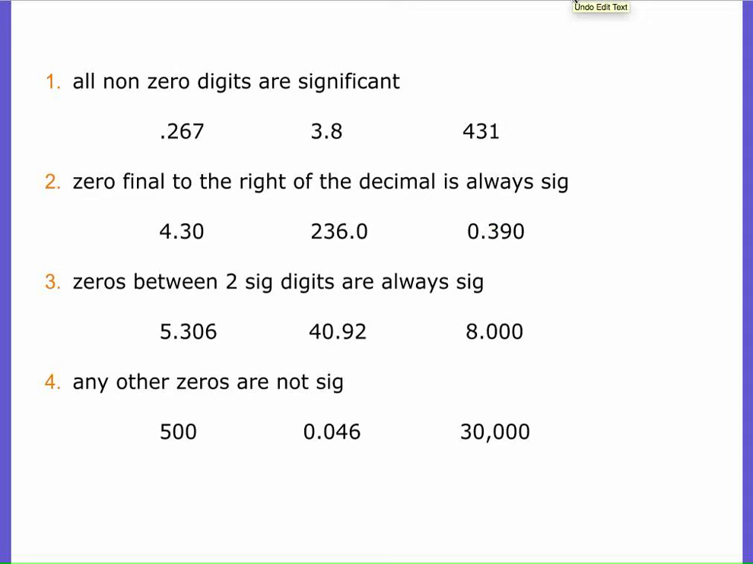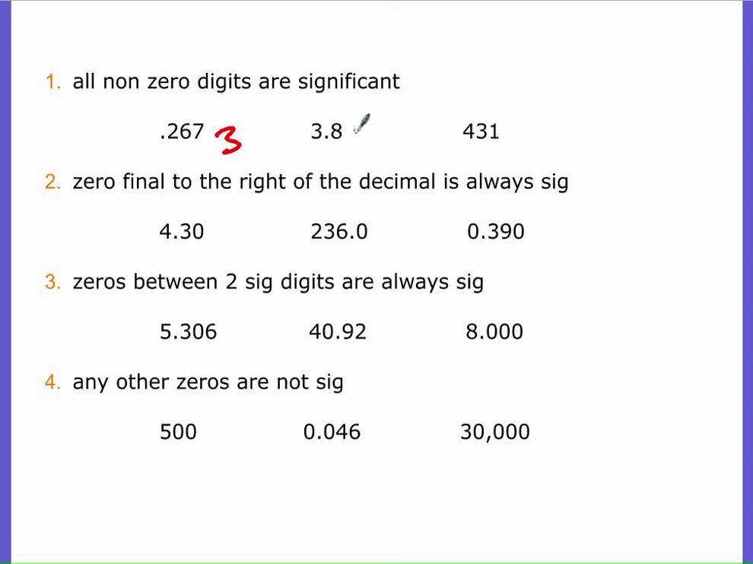Alright, so in this video I'm going to try and explain how to do sig figs. There are 4 rules that you're going to follow, starting with that number 1 there. All non-zero digits are significant, always, always. So this first number, 0.267, there are 3 non-zero numbers, it's going to have 3 sig figs.